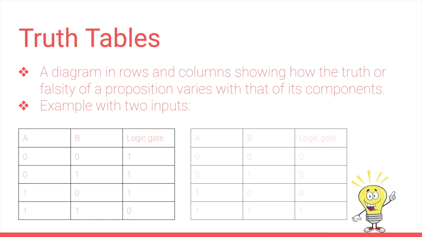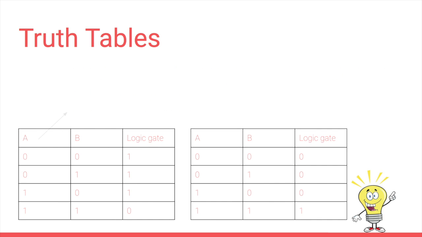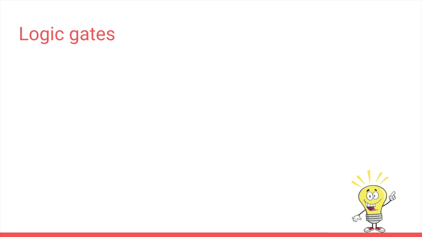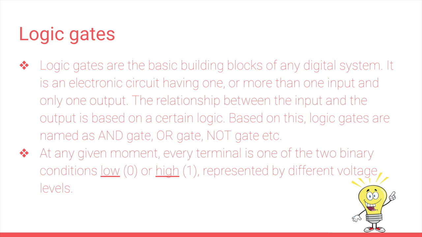Here you can see two examples of logic gates, where the output is based on the type of logic gate used. Logic gates are the basic building blocks of any digital system. It is an electronic circuit having one or more than one input and only one output. The relationship between the input and the output is based on a certain logic. Based on this, logic gates are named as AND gate, OR gate, NOT gate, and so on. At any moment, every terminal is one of the two binary conditions, low or high, represented by different voltage levels.